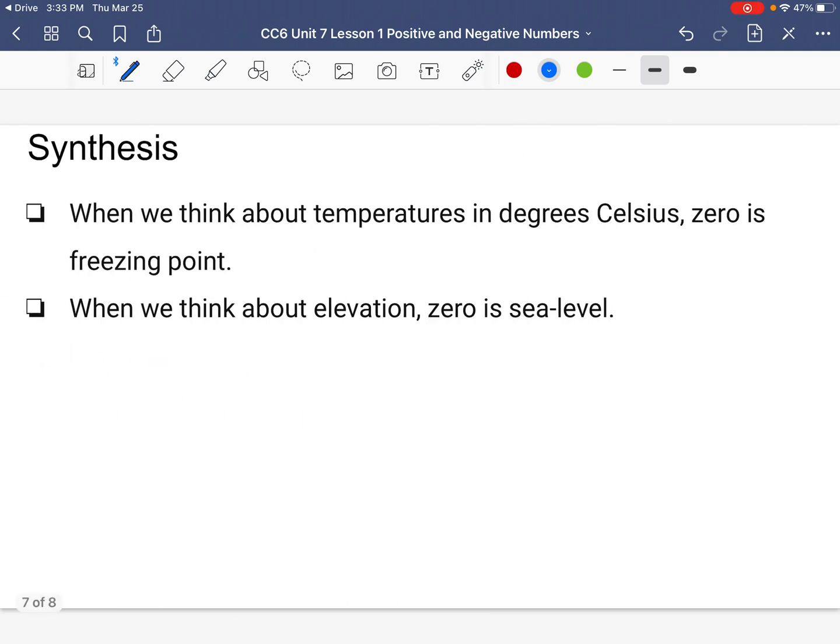So when we think about temperatures in degrees Celsius, 0 is freezing point, and when we think about elevation, 0 is sea level.